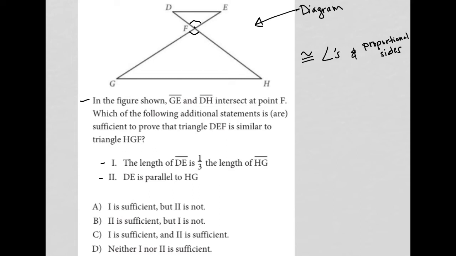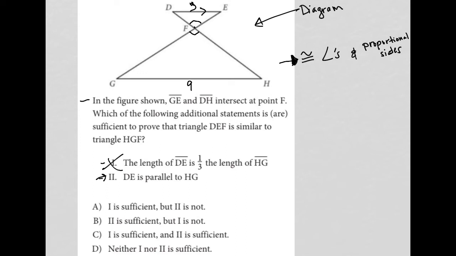So statement 1 says the length of DE is 1/3 the length of HG. Well, if I know that this is 1/3, in fact, let's not even make it fractional. Let's say if I know that GH or HG is, let's say 9, then that would mean that DE is 3. So is that statement enough to prove that these two triangles are similar? No, they're not, right? Because it doesn't give me this information about the congruent angles. Knowing those side lengths tells me nothing about the congruent angles. So this is gone.